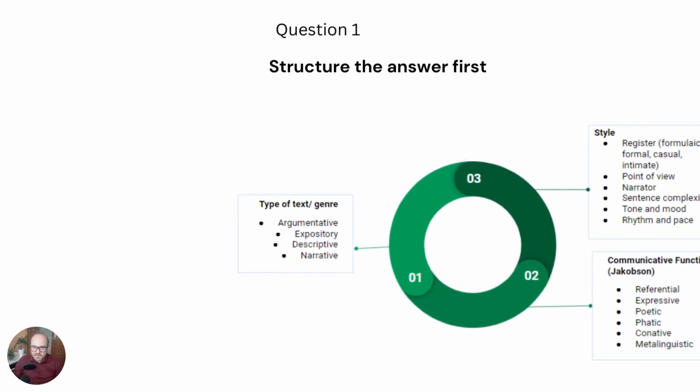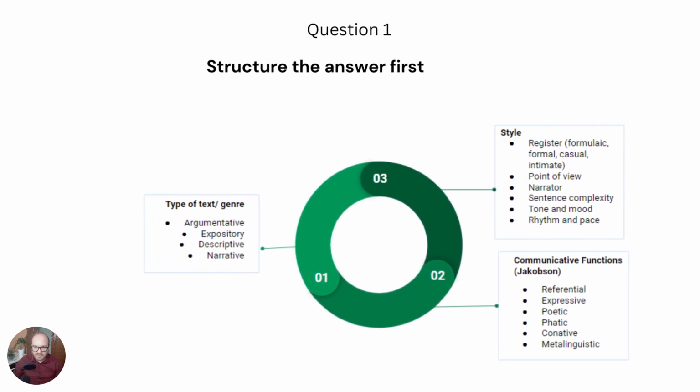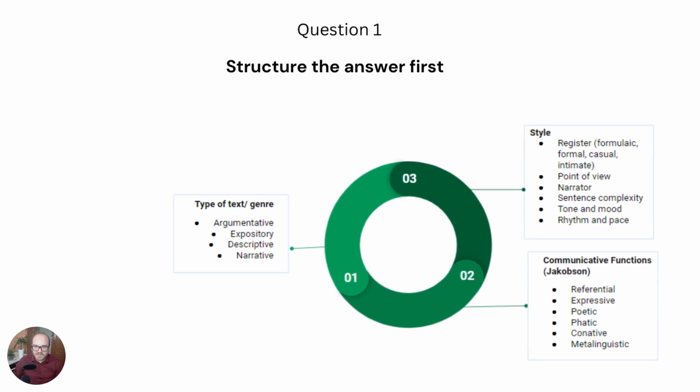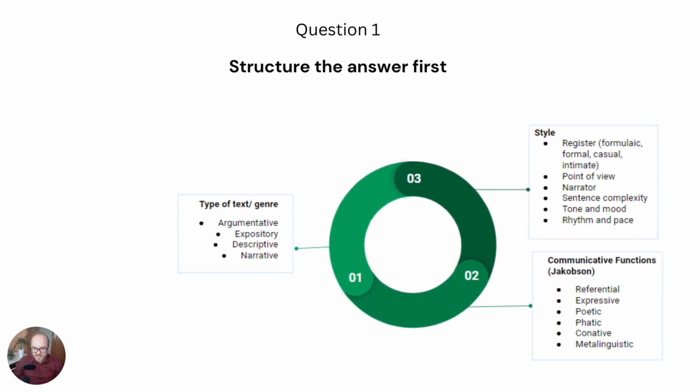We'll be diving into the first two questions of the exam, text analysis section. These questions tend to focus on the type of text and its genre, the communicative functions of the text, and the style of the excerpt. It's crucial to structure your answer in an organized way and then write a paragraph with your answer. Avoid using bullet points or very short answers.